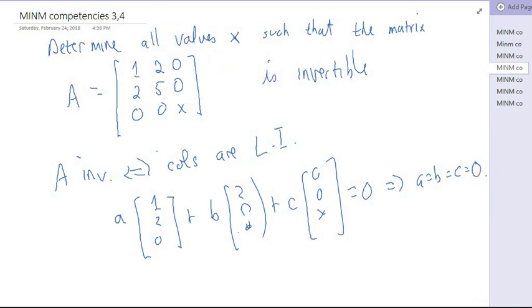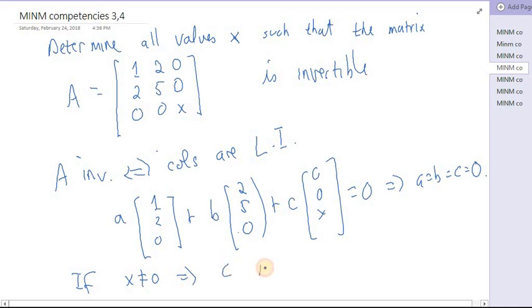Sorry, I wrote this too quickly. Let's make it a little bit neater. That's a little bit too messy. Okay, this is b times (2, 5, 0). All right, now, think about how you could choose a, b, and c. If x is non-zero, that means that c must be 0. Now, if c is 0, this one is gone. Now, can you find a and b that makes this sum 0? And the answer is no, because (2, 5) is not a multiple of (1, 2).